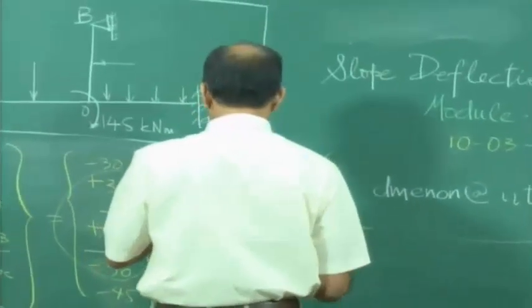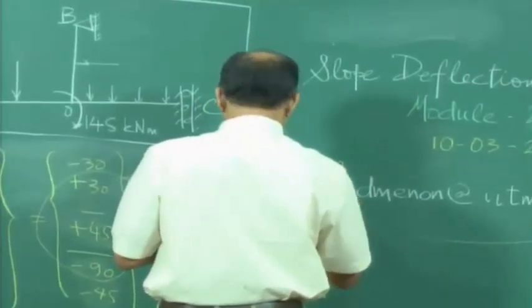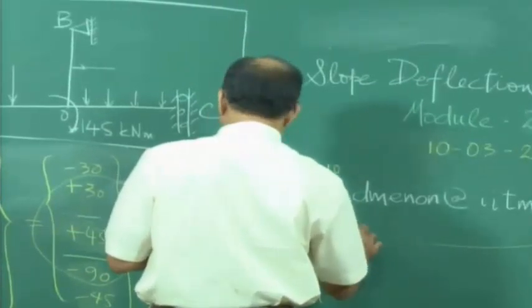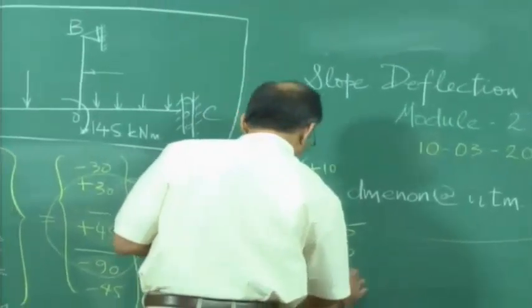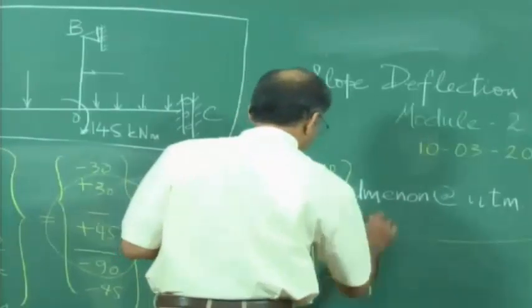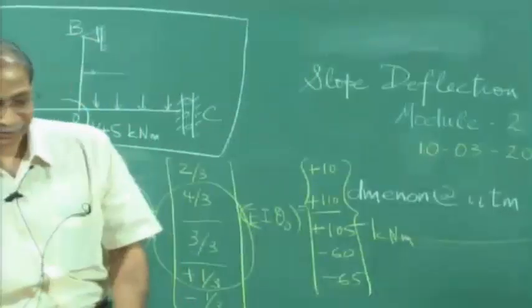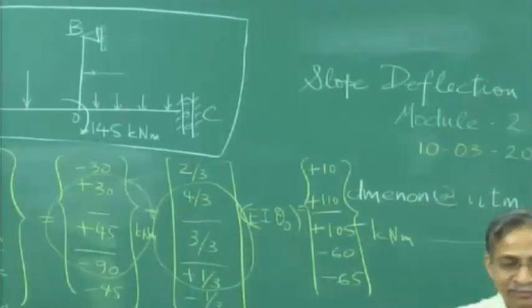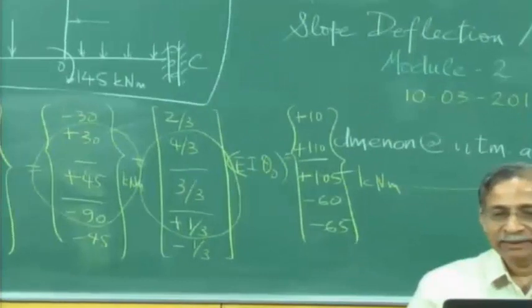The final answers are plus 10, plus 110. That's it. Not difficult. Huh? Simple. 5 minutes. You can actually crack this problem. And after you do that, you can draw your bending moment diagram. Very simple. Any queries?